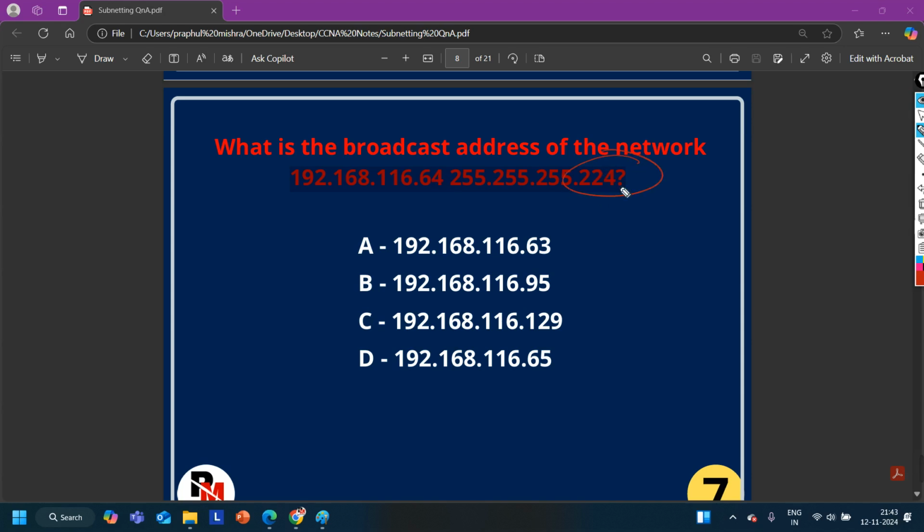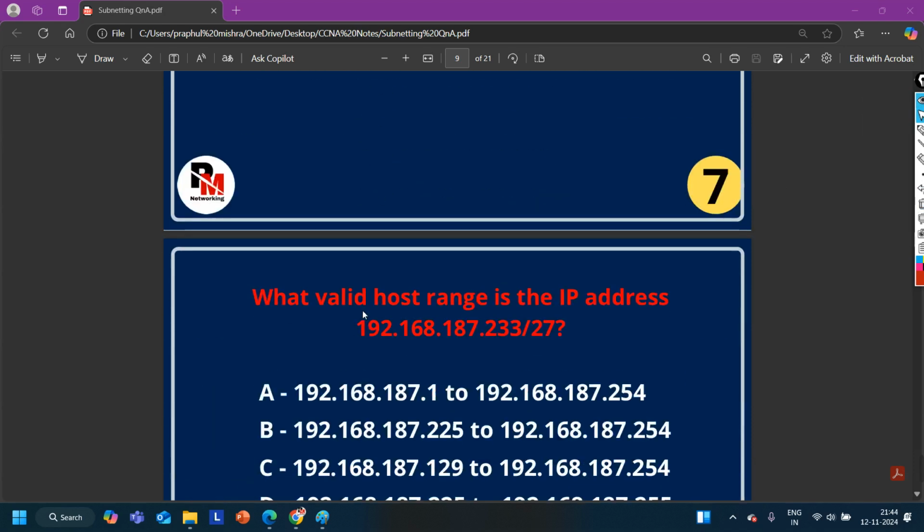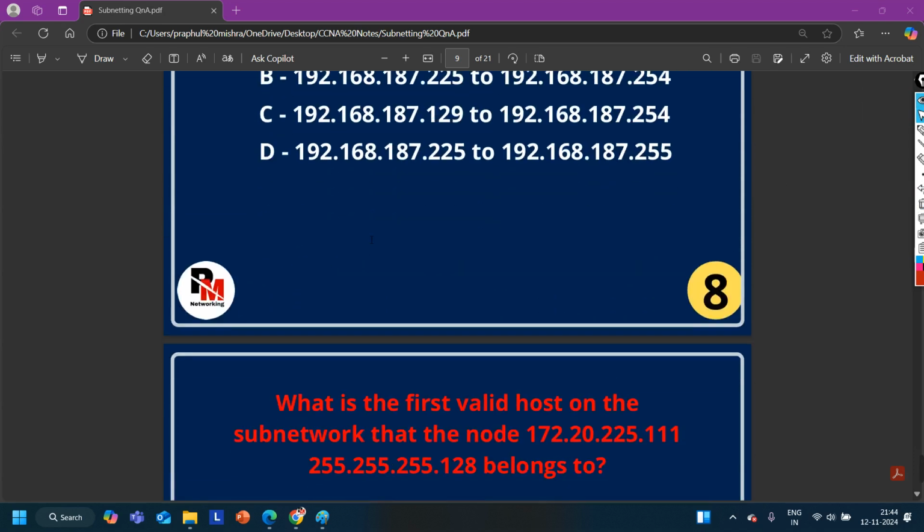How many bits have I borrowed here? 3 bits, sir. What will be the block size? Block size 32. First subnet will be dot 0, dot 32, dot 64, dot 96. These are the network IDs. Right? So now this one, 95 will be there. Got it. Then this one.